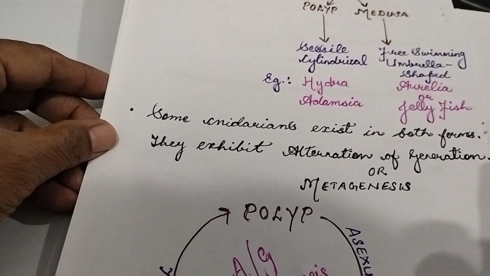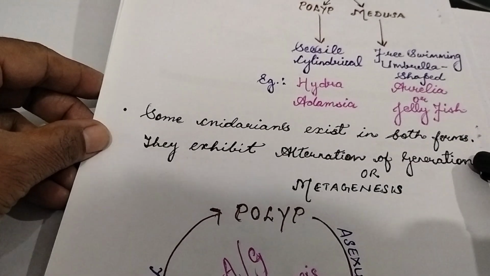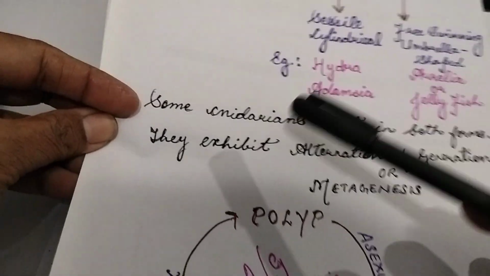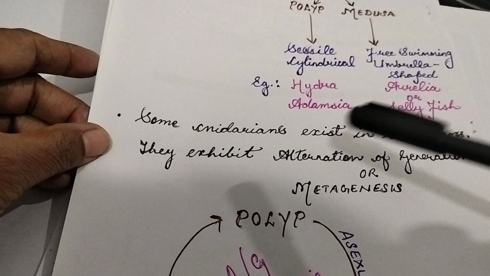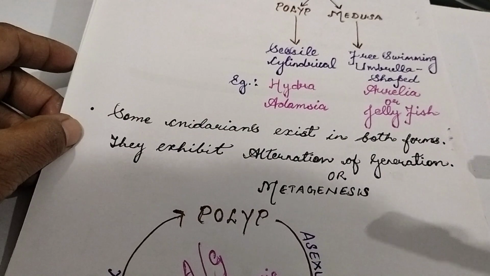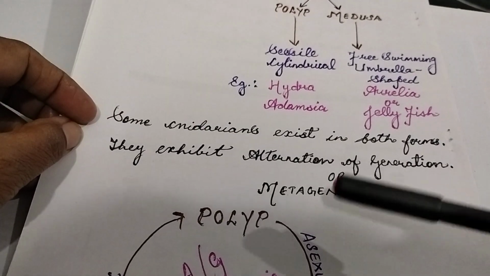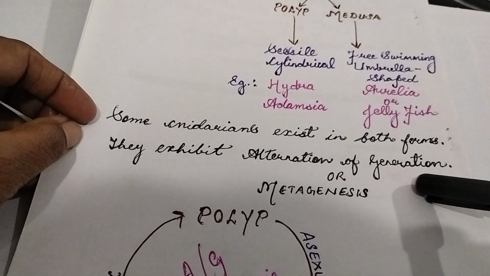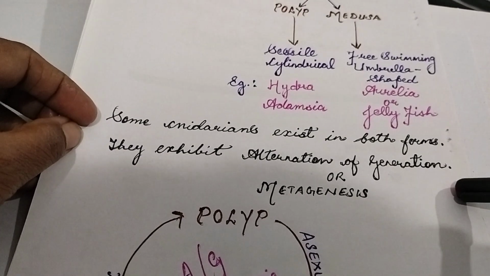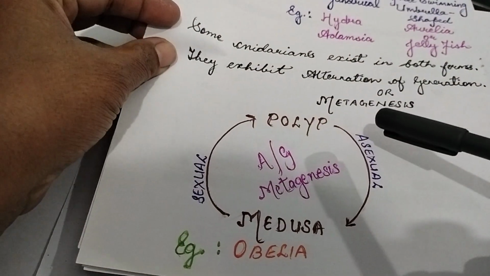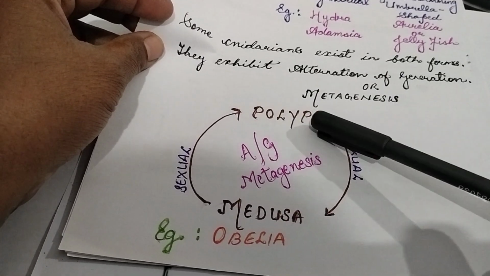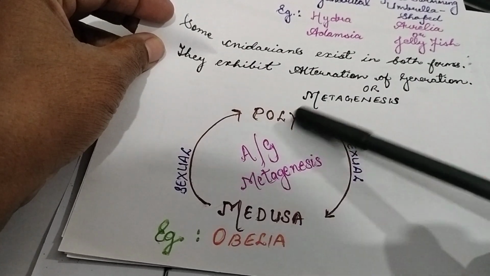Now, next character. Some cnidarians exist in both forms. Alright. Some exist either in polyp form or in medusa form. But some exist in both forms, polyp and medusa. Now, here they exhibit alternation of generation. Means some phase of the life cycle is in polyp form and another phase is in the medusa form. So the polyp form alternates with the medusa form. Polyp phase alternates with medusa. So this is called alternation of generation.